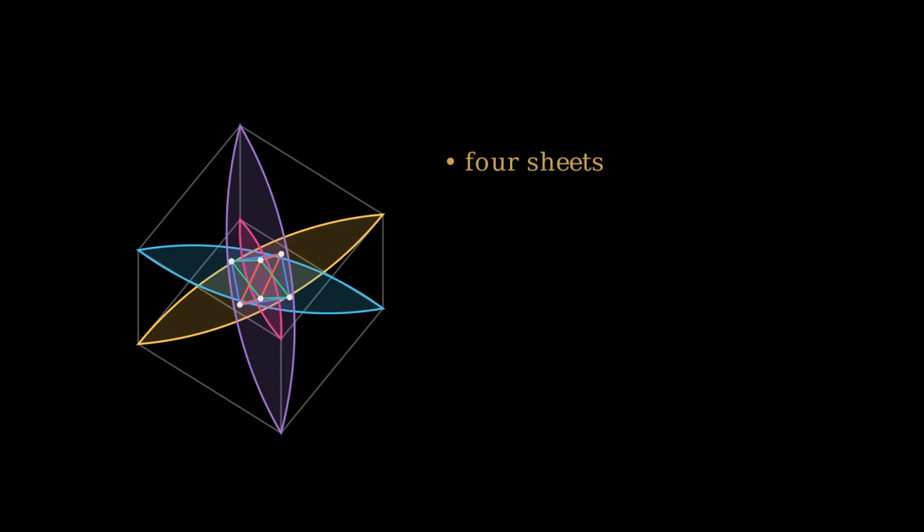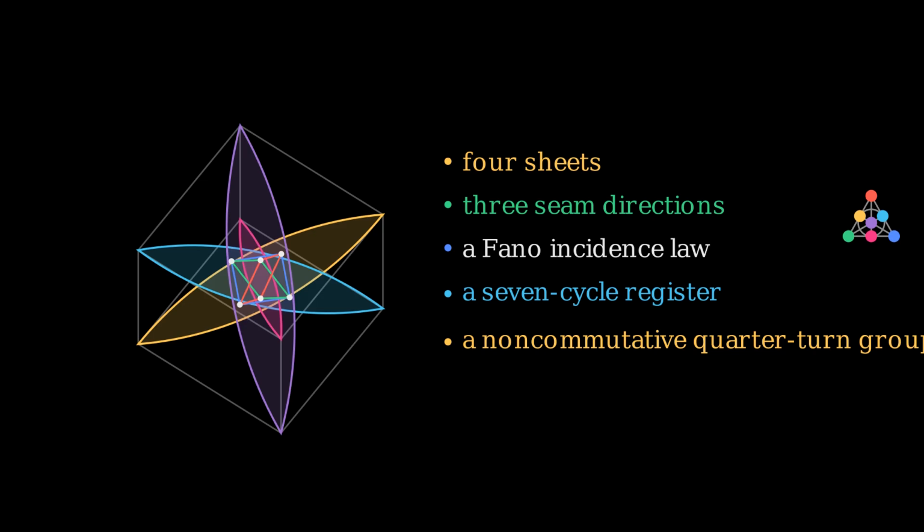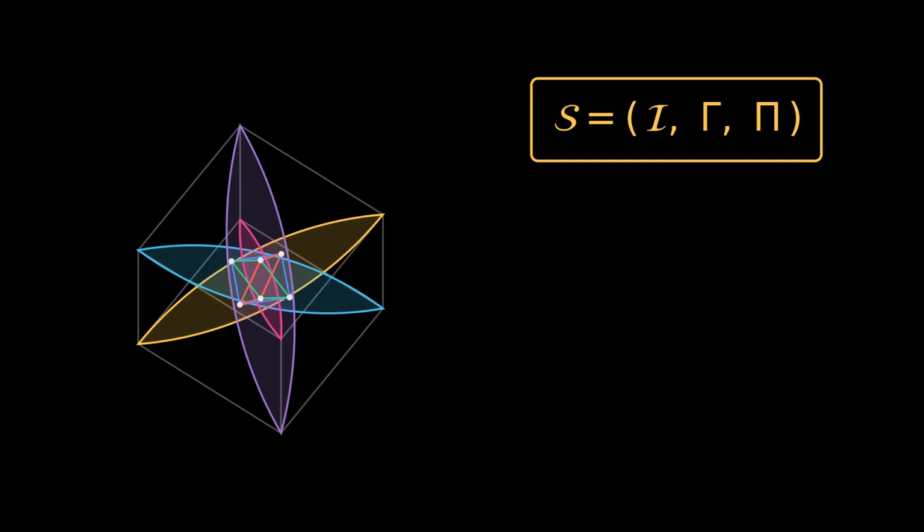The Fano Seed begins with a simple observation. A cube has 4 antipodal body diagonals. But when those diagonals are resolved into orbifold sheets and their central intersection is replaced by a structured seam graph, the cube reveals a 7-part internal geometry. 4 sheets, 3 seam directions, a Fano incidence law, a 7-cycle topological register, and a finite non-commutative group acting through quarter turns. The proposal is to regard this entire configuration as one enriched point.